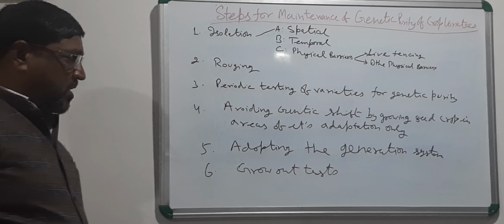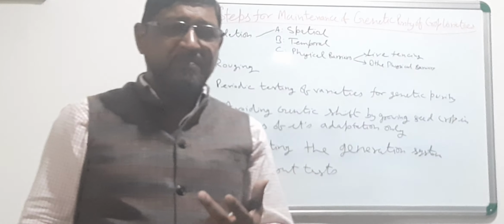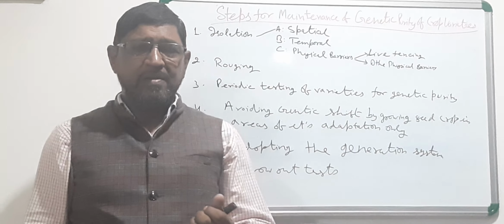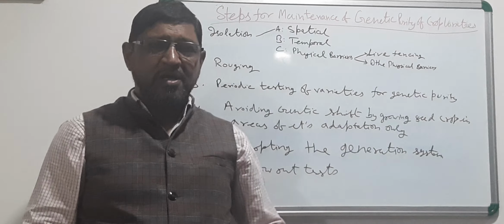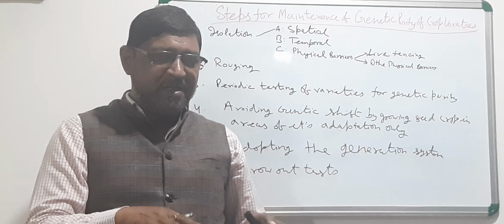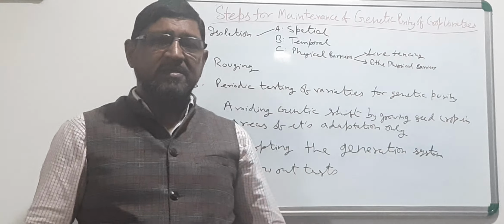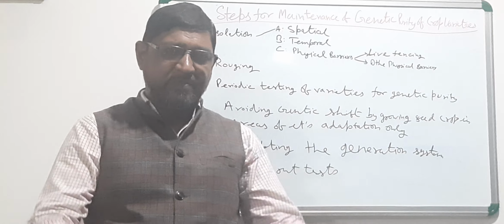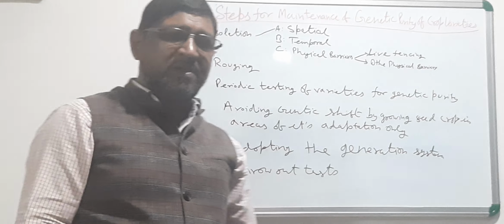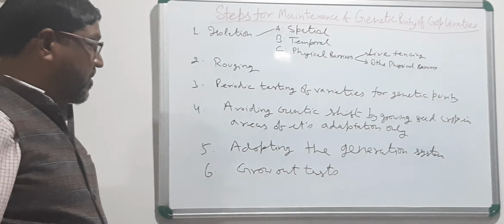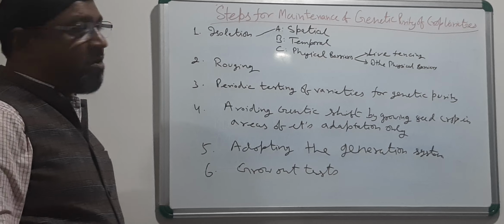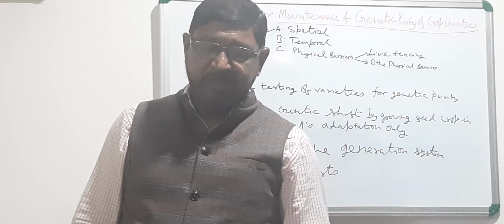Then the grow out test. If some confusion is coming, then you take a sample and grow it along with the seed of the authentic variety, side by side, and then you see the growing periods and the differences. If there are differences, it means your seed is impure. So this is all about the steps involved in maintaining genetic purity.